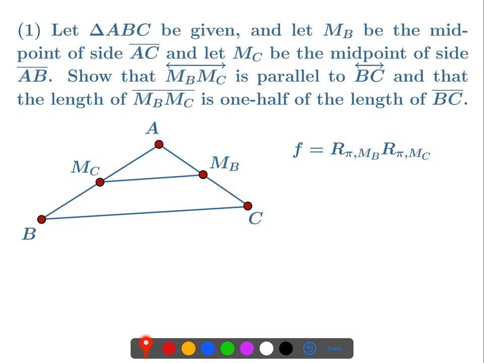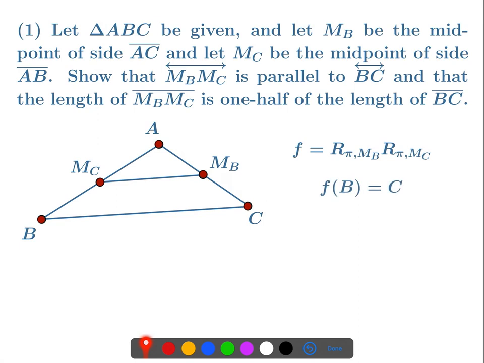So B gets mapped to A by the first rotation. You're rotating around MC counterclockwise by pi, so B is going from here to A. That's what the first rotation does around M sub C. And then I want to apply a rotation around M sub B by pi, and that's going to take A to C. So A is going to go to C. So F of B is going to be C. It's going to be a rotation around MC first, followed by a rotation around M sub B, and that's going to take B to C.